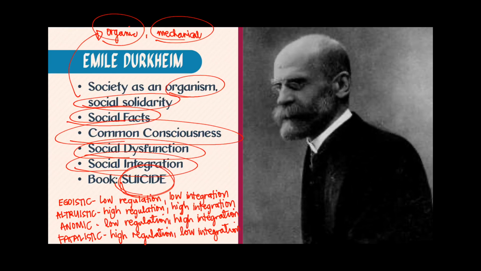And we have fatalistic suicides, wherein they belong to a society wherein there's so much regulation, but they don't really feel that they belong to it. So an example would be, for example, North Korea, wherein their movements are so restricted, but they don't really feel a sense of belongingness in their country. So the suicide rates there are also high.